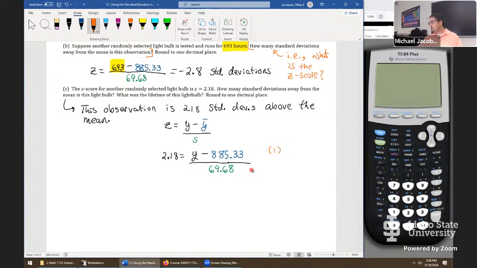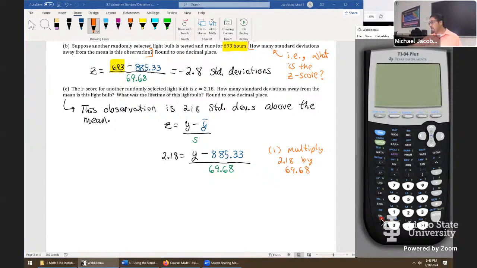Step one, multiply 2.18 by 69.68. So let's do that right away in the calculator. Whatever is on the left-hand side, we're multiplying by the denominator, essentially, in that first step. This is a very common kind of equation, even though we don't solve a lot of equations. So this is a step-by-step guide. If you don't like these kinds of things, it works really well for the notes. You're not going to get too many different kinds of weird equations on the exam. It'll be something like this.